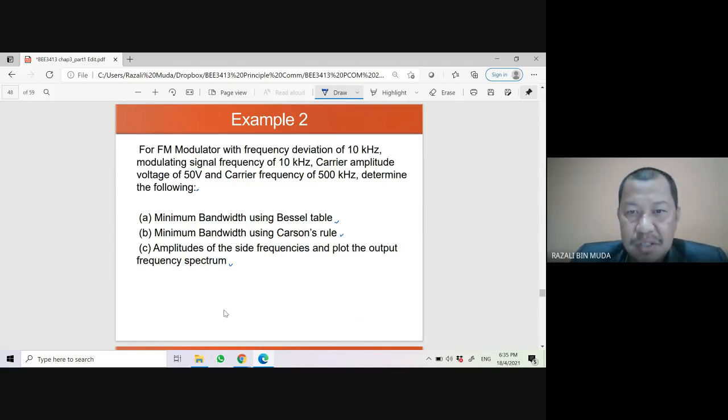Okay, so what is this? FM modulator with frequency deviation. Okay, frequency deviation is delta F. This one is 10 kHz. Modulating signal Fm is also 10 kHz.